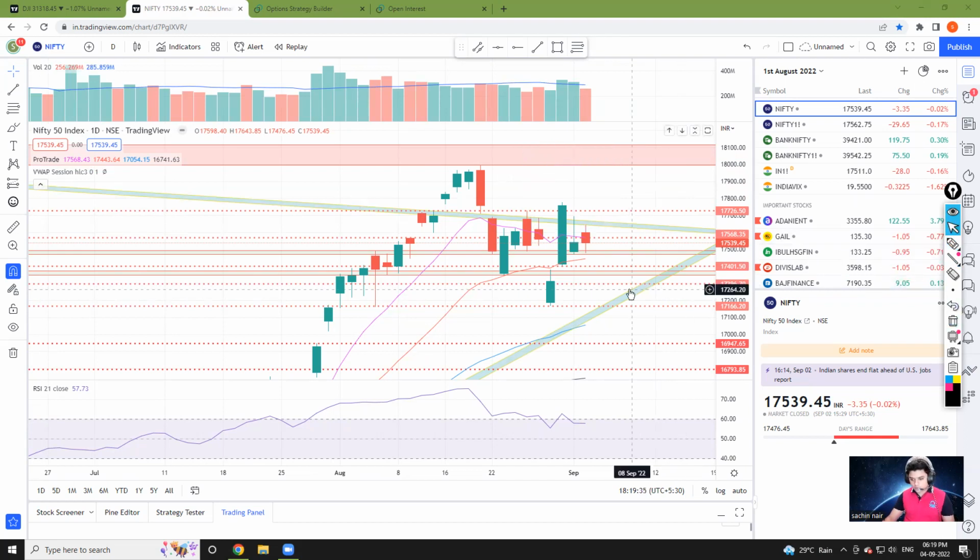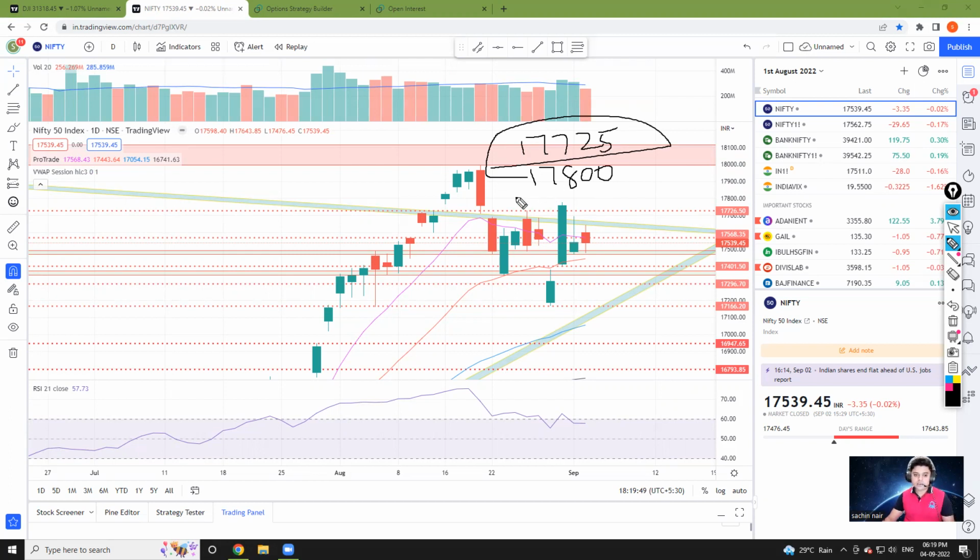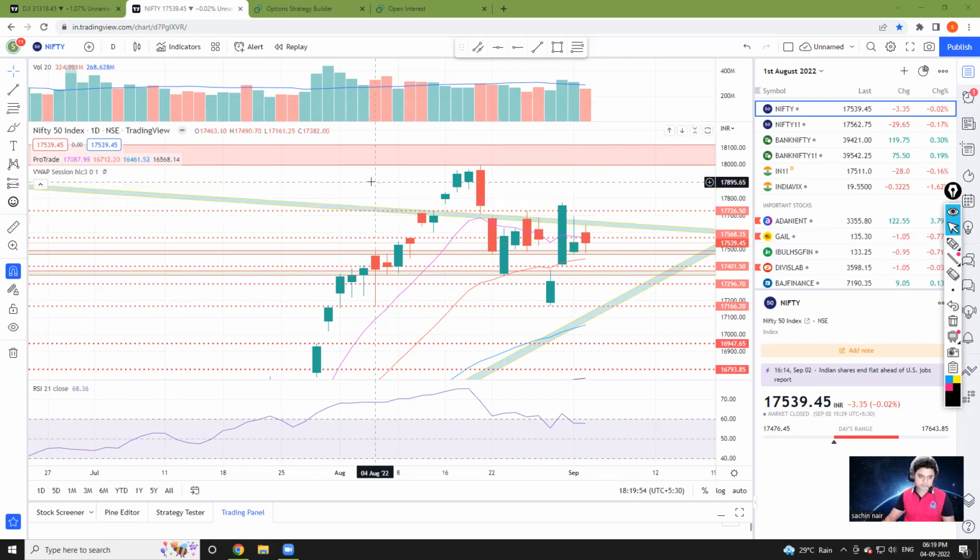On the upside, what do we have? Upside पे we need a closing above 17,800. So you can say 17,725 is also a good level. इसके ऊपर directly we have to start sustaining. Importantly, 17,800 is our major resistance.